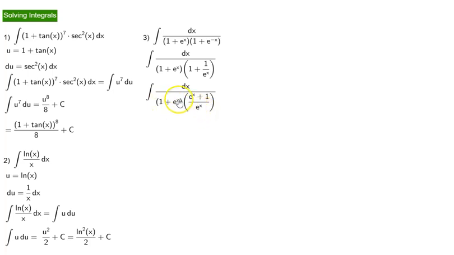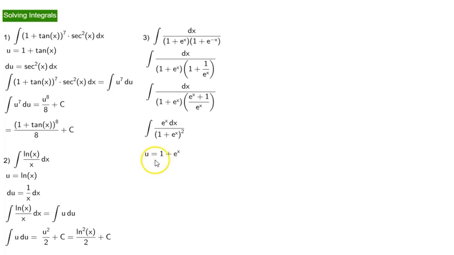Now here, 1 plus e to the power of x and e to the power of x plus 1 are the same. So we can write this as integral of e to the power of x dx divided by (1 plus e to the power of x) square. Now how did this come in the numerator? Because in the denominator of the denominator, we have e to the power of x. So that goes up.